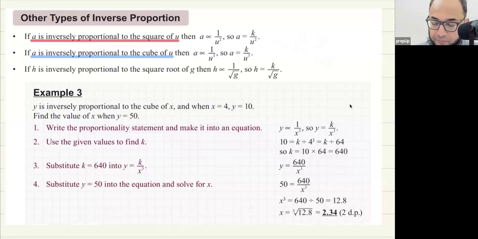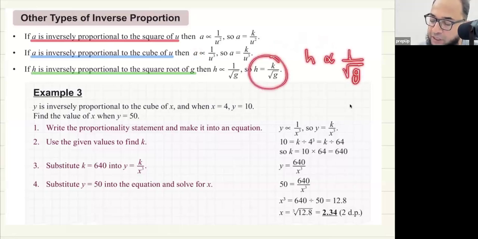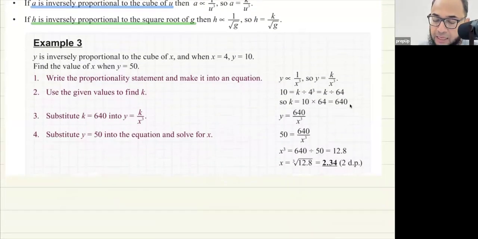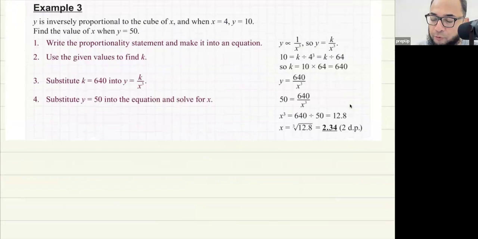And then we have the third one: h is inversely proportional to square root of g. Therefore, h equals k over root g. Just look at this example. Y is inversely proportional to cube of x. Therefore, y equals k over x cubed.